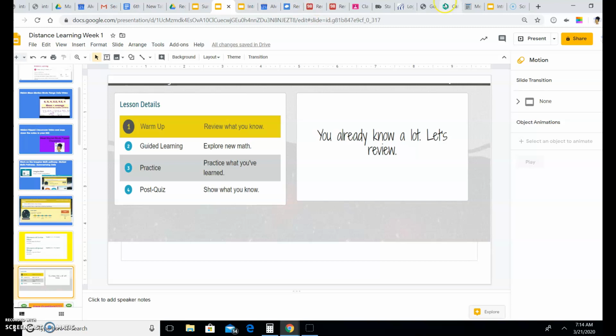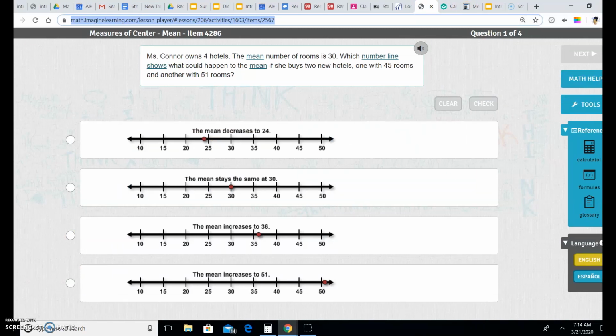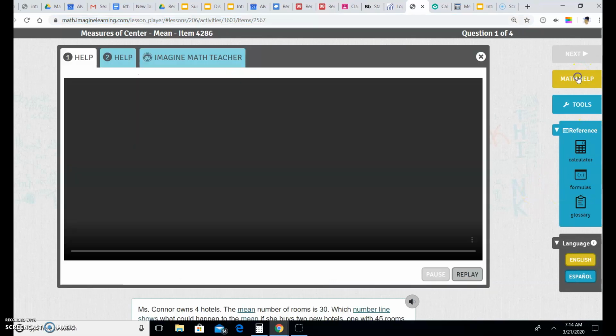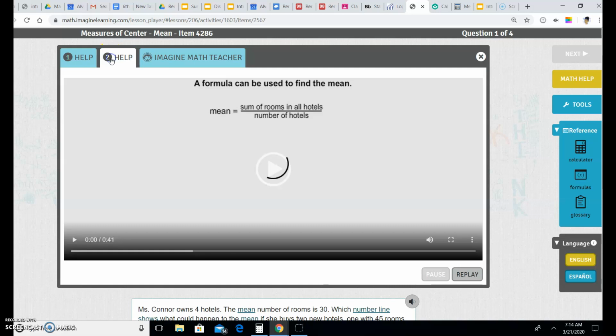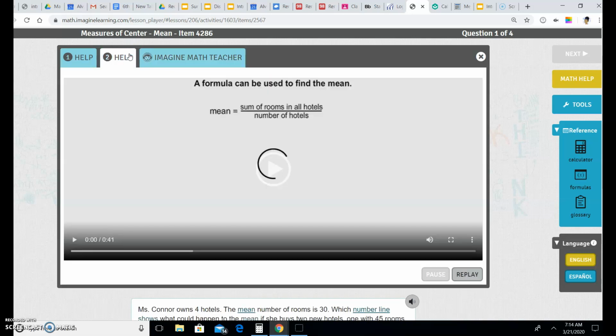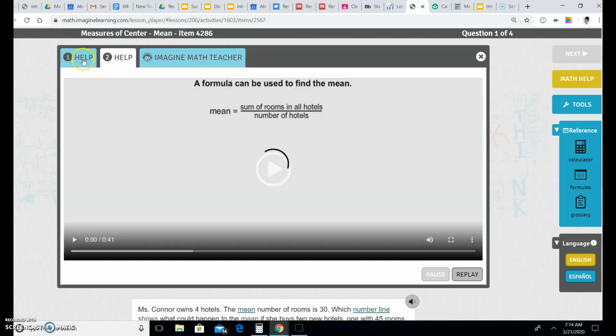Keep in mind, when going to Imagine Math, it's going to ask you to do certain things. So I wanted to go ahead and show you some things. Make sure you're looking at the help section. Help sections are very important to help you, so you can look at the help section and you can actually watch videos explaining what to do in order to solve that problem. So there are two different videos, and then you can also go to an Imagine Math online teacher. Okay, so you have all of those options in order to do those things.